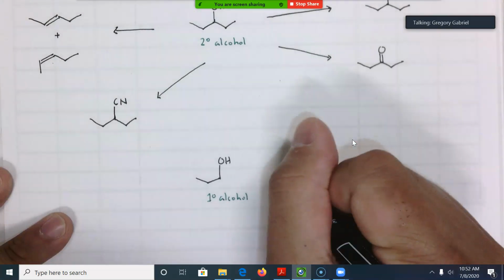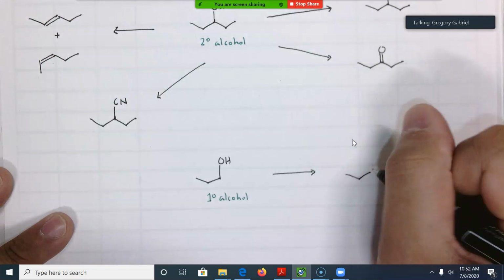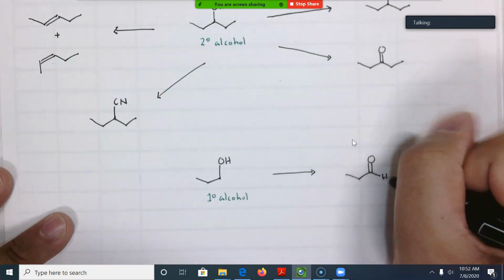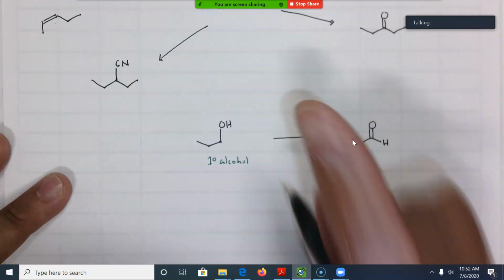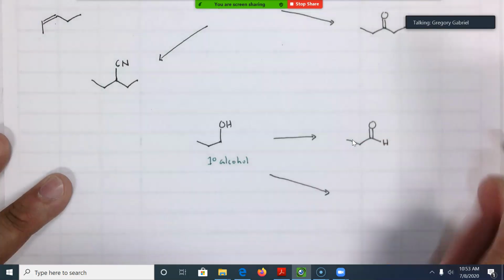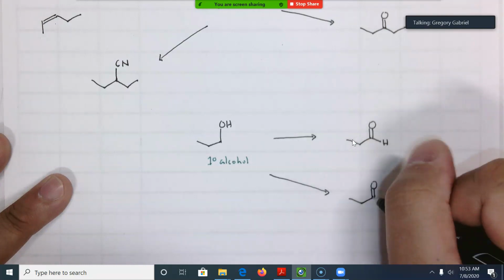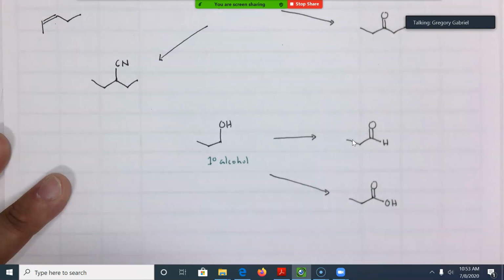So this one, I want us to make the aldehyde. But there's a reagent that you could oxidize it even further to the carboxylic acid. Okay.